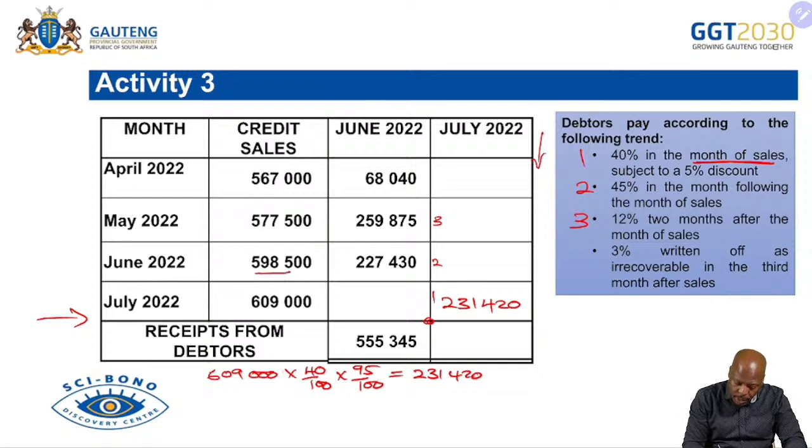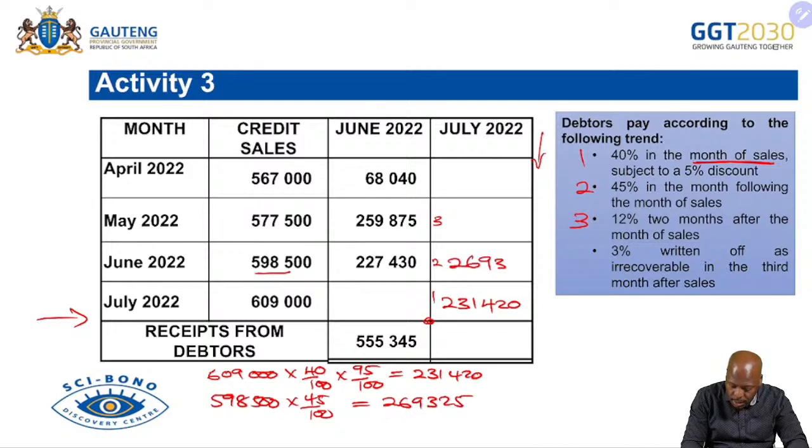So I'm going to take that one, which is 598,500. 45% in the following month. So I'm getting my 45% here. Okay, that's number 2. So how much do you get? Anyone? Thank you. 269,325. So I'm going to come here, 269,325. Okay, so don't let these ones disturb you.